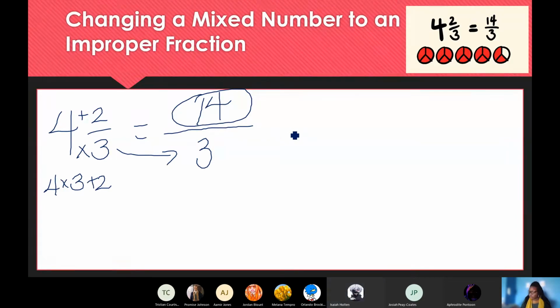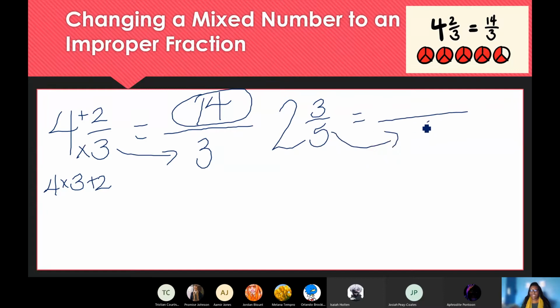The example that you'll see recorded today, if you have to go back and watch a tutorial on it, that I'll do with you here is 2 3/5. So remember, my first step here is to drag that 5 over as my new denominator. Then I'm going to multiply the whole number by my denominator and add my numerator. So 2 times 5 plus 3. Someone turn on their mic. What's 2 times 5?